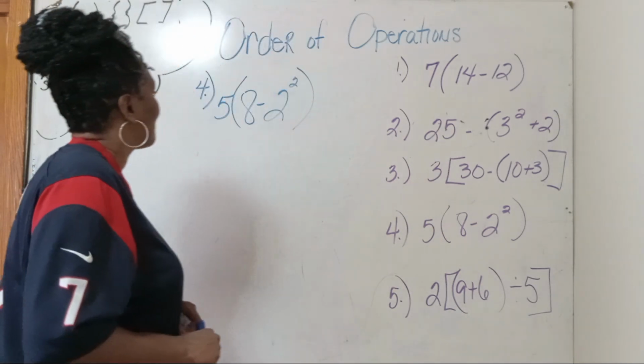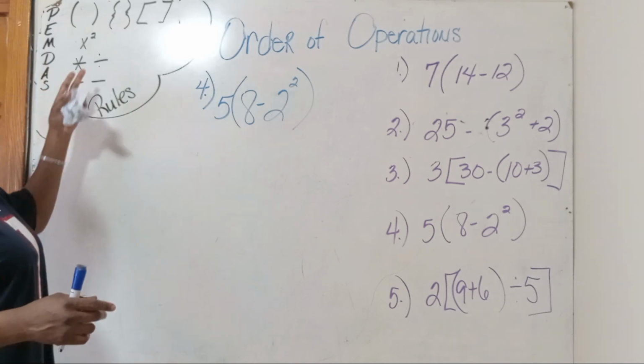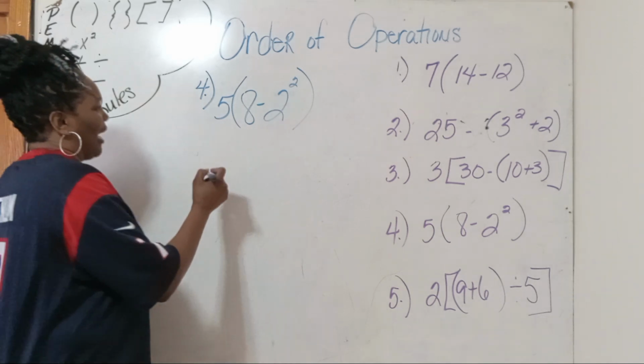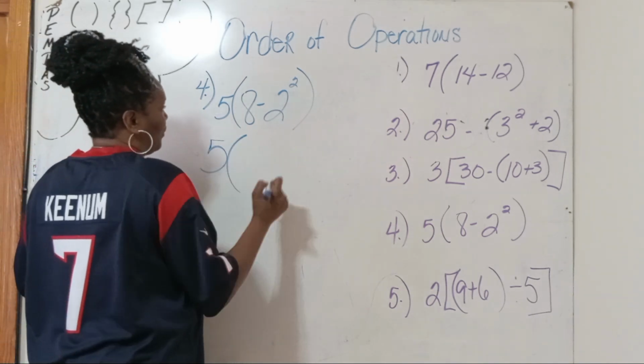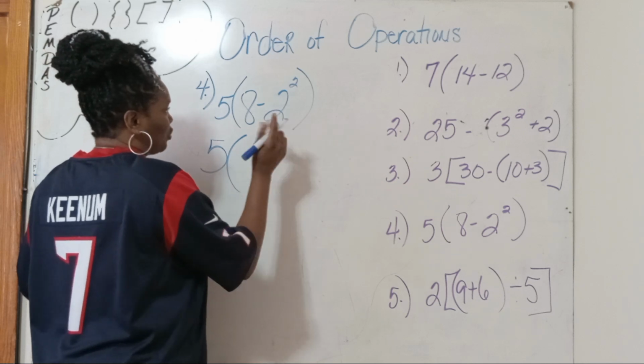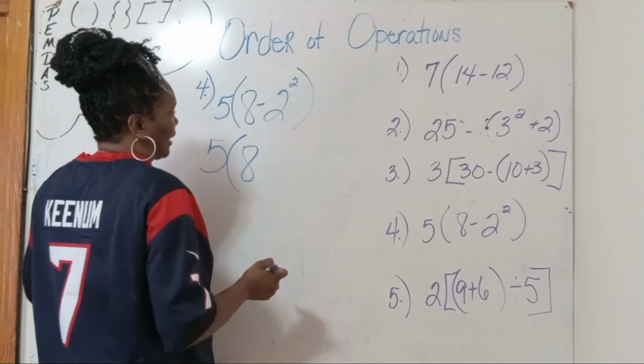All right. So here we go. We're just using the rules, guys. So we got 5 with 8 times 2 to the second power, or minus 2 to the second power.